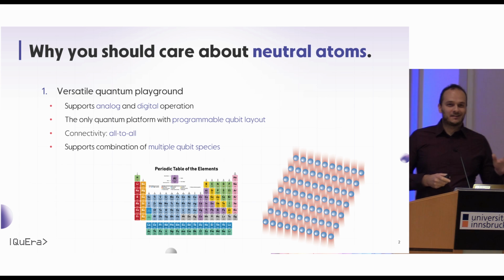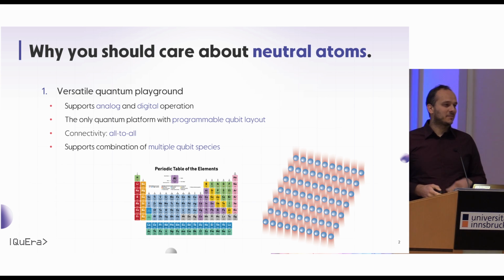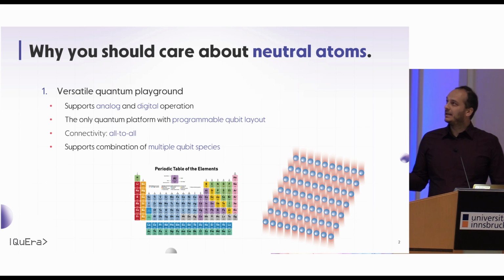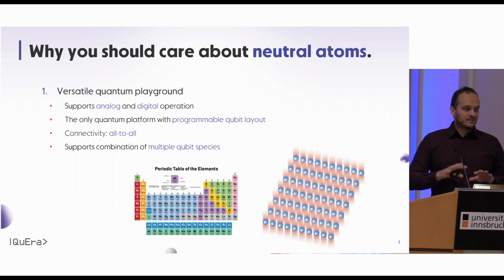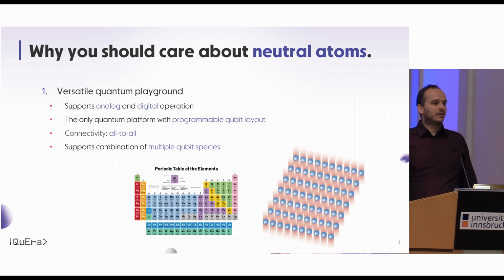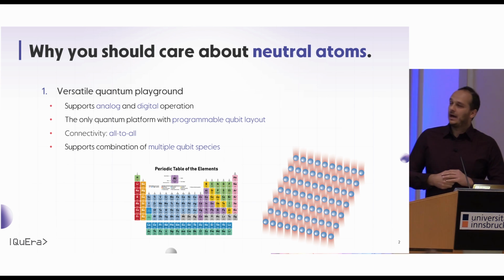Just in case Hannes didn't convince anybody that neutral atoms are cool, I want to give you a few reasons to be excited about them from my perspective. So the first one is it's a very versatile quantum playground. It's powerful both for analog and digital quantum computation. You get to program what the processor looks like in front of you by just defining these optical potentials. You don't rebuild or reprint a different kind of processor. You just work with the same system, and you can explore many different architectures with it.